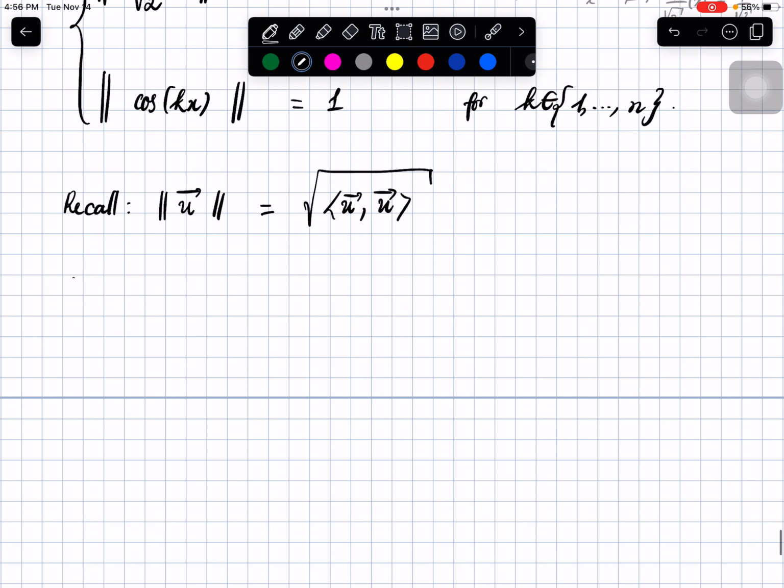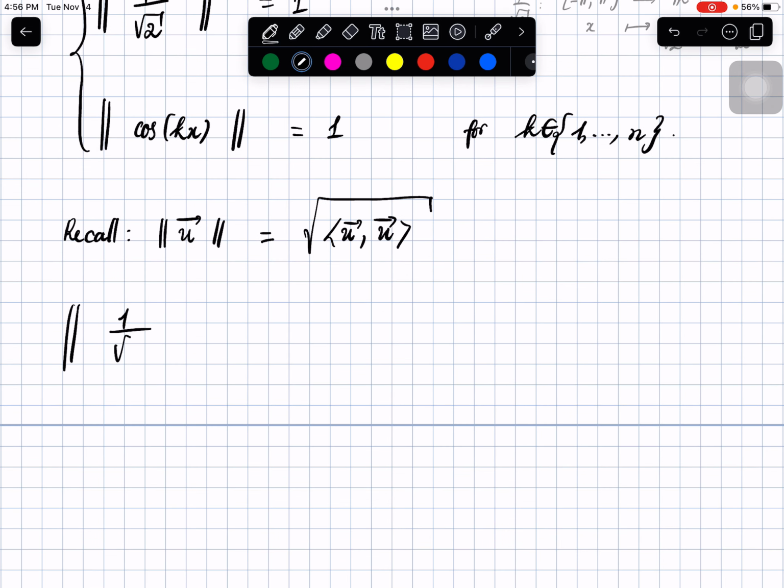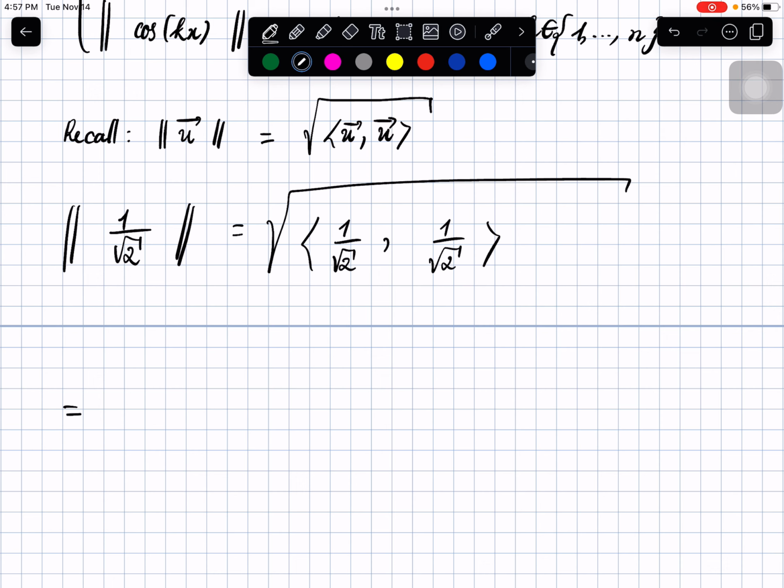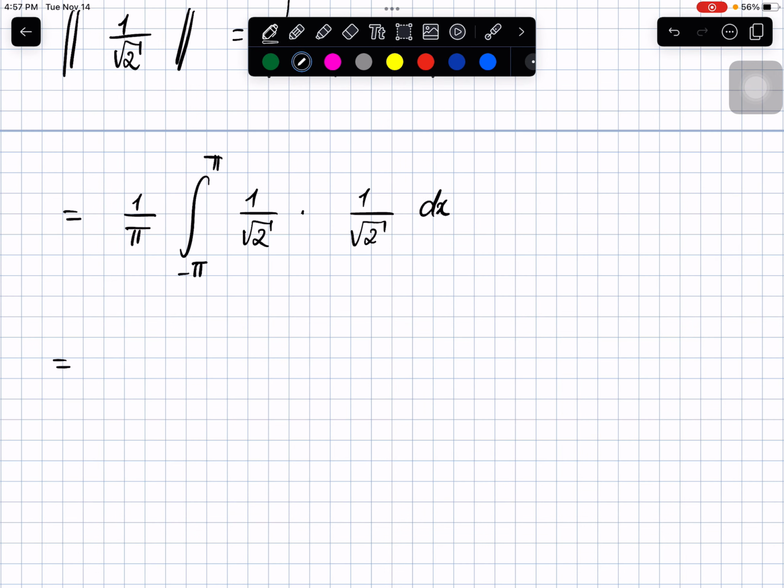So the norm of 1 over root 2, by definition, is the square root of the inner product of 1 over root 2 with itself. And by definition of the inner product, this is 1 over pi, the integral from minus pi to pi of 1 over root 2 times 1 over root 2 dx. So this gives us 1 over 2 pi, and this is 1.